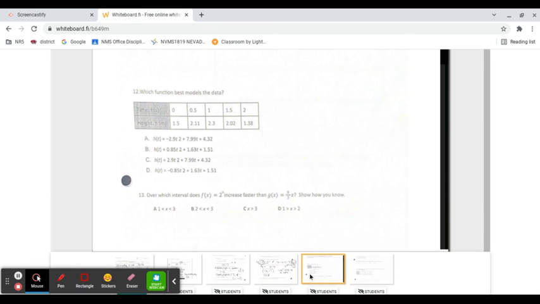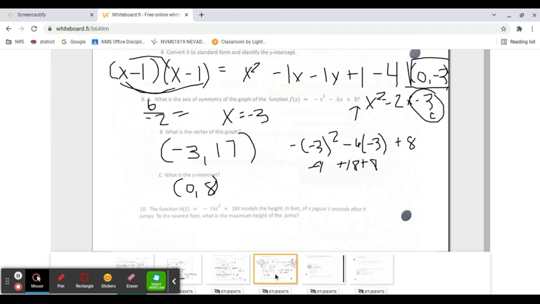Okay, let's see if I put this problem. No, I did not. I even skipped number 11. Hold on.